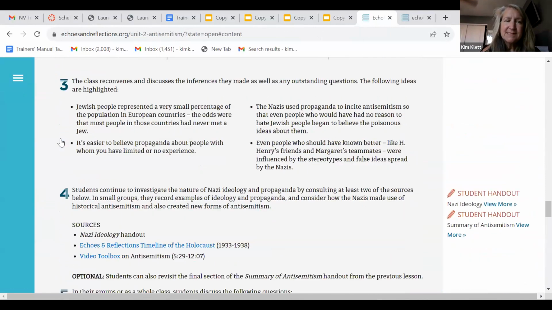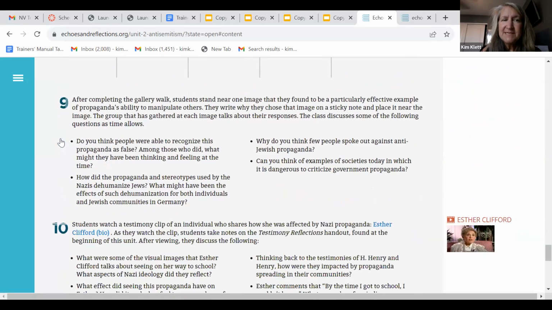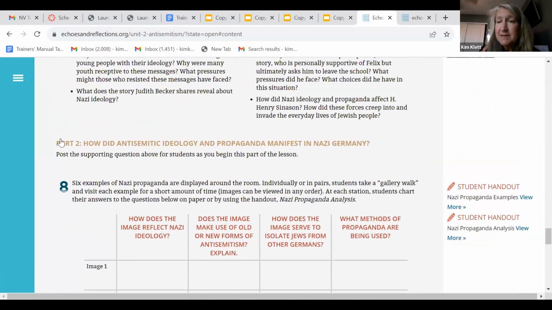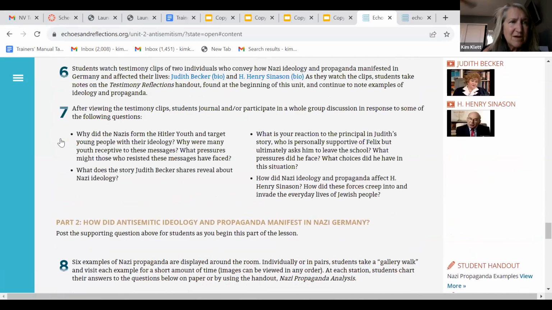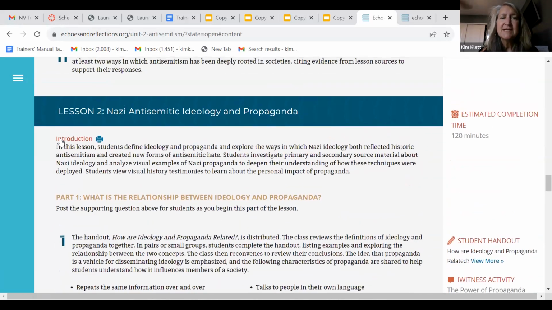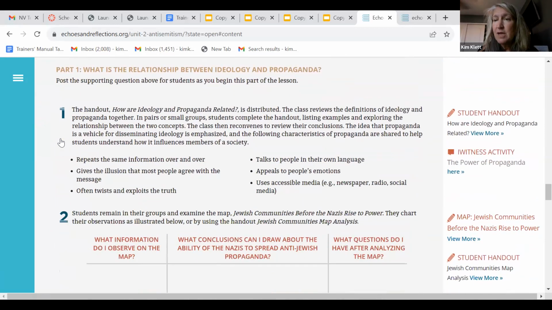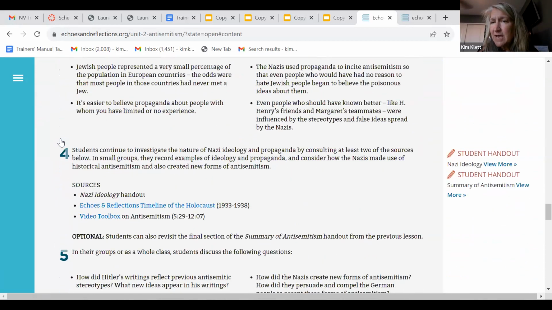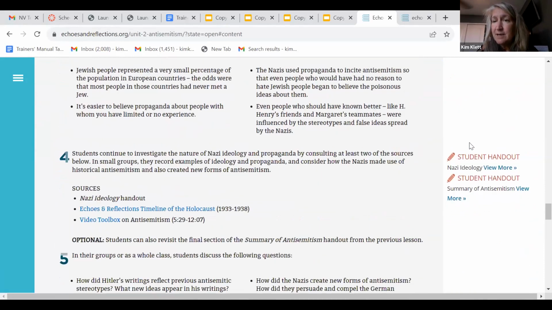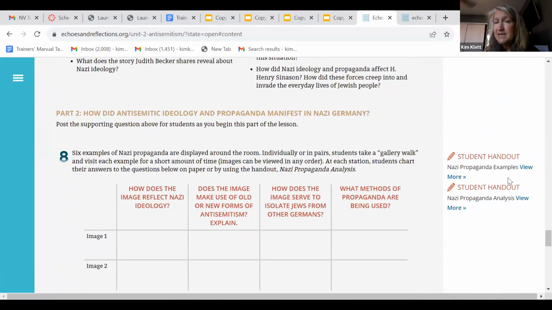Because one of the pieces with anti-Semitism that comes in really heavy is the propaganda. And so I've scrolled down. This particular lesson is called Nazi Anti-Semitic Ideology and Propaganda. And again, it's in Unit 2. And so we're going to look at, oh, there's the map that we looked at before, the Jewish communities map. But I want to look at these Nazi propaganda examples.